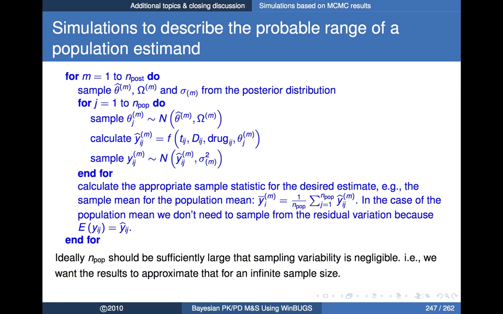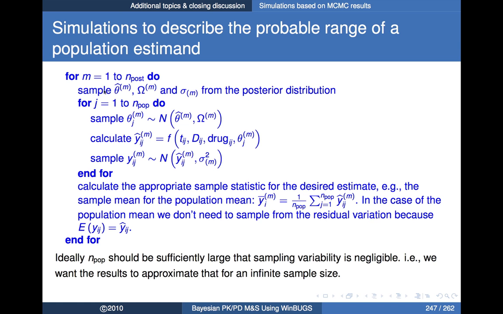So let's make that a little more concrete by showing it as an algorithm. I guess I didn't focus on a particular population estimand, but I did a little bit here. So let's suppose we want to calculate the population mean response at a particular time if I were to administer a particular dose of a particular drug.